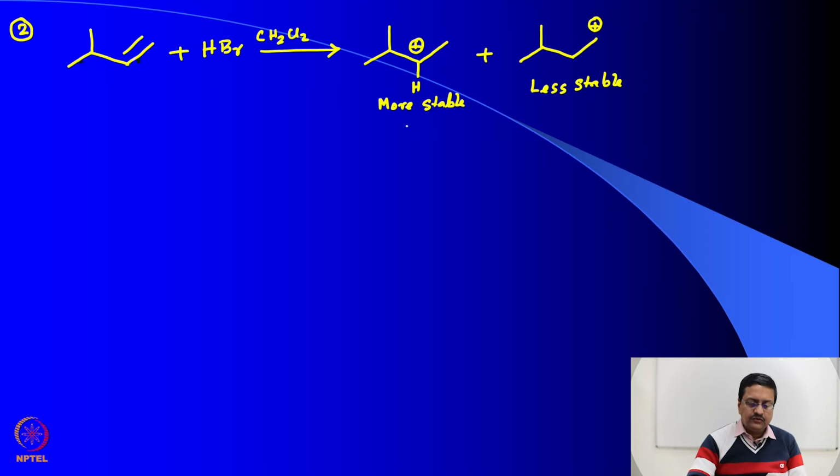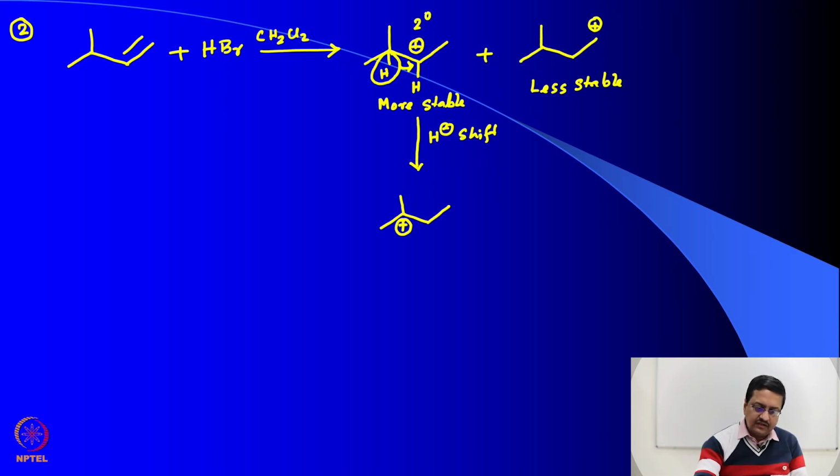So what will happen is this more stable carbocation can further get rearranged by a hydride transfer from the adjacent carbon. So we write it as hydride shift and form a 3-degree carbocation like this. So this was a 2-degree carbocation, this was a 1-degree carbocation, and by hydride shift we have come to a 3-degree carbocation.